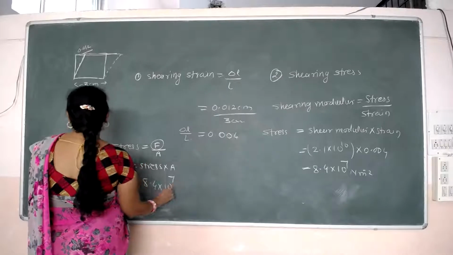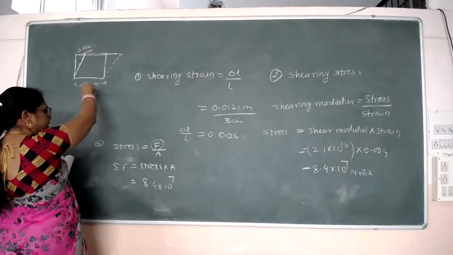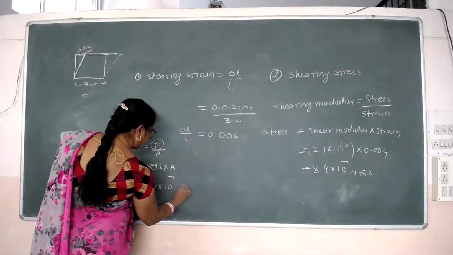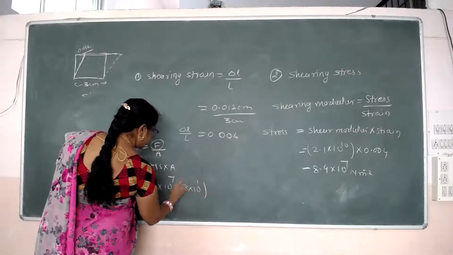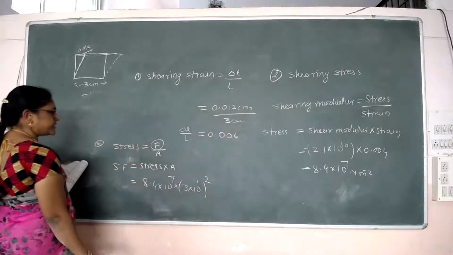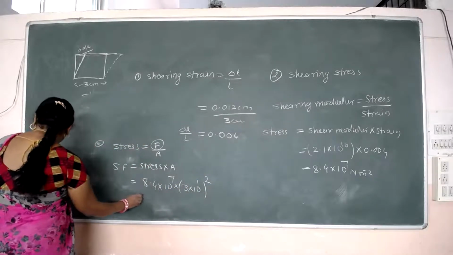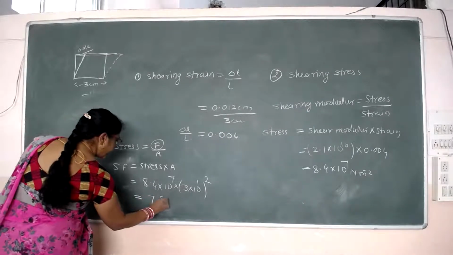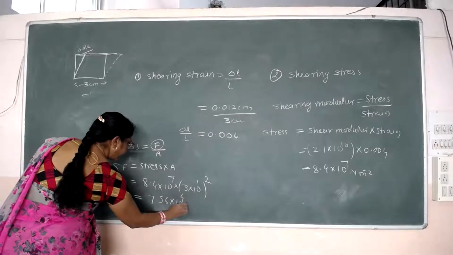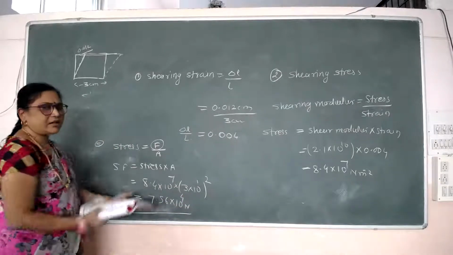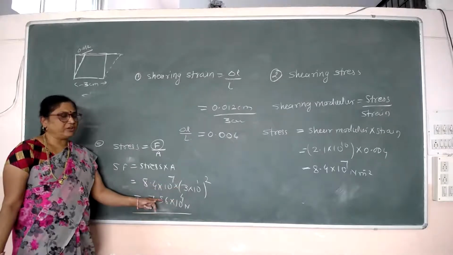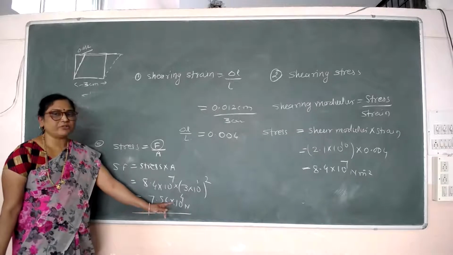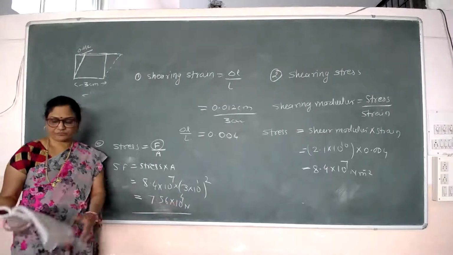Therefore, 3 into 3 square, that value is given in centimeter. Convert that value into meter. So we got 3 into 10 to the power of minus 2, squared. Multiplying, the answer is 7.56 into 10 to the power of 4 Newton. The unit of force is Newton. So in this way we solved all three parts of this question. That is equal to 7.56 into 10 to the power of 4 Newton.